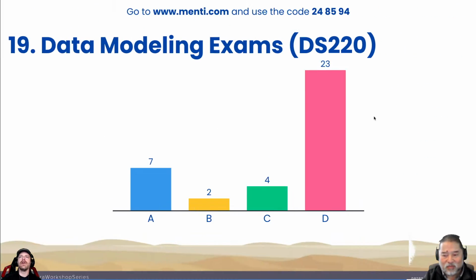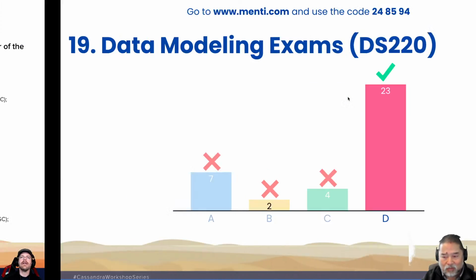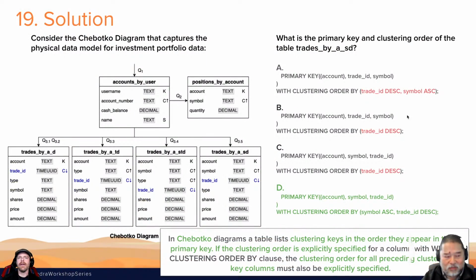All right, looks like our answers are in. The correct answer here being D. I see a little bit of a spread. Let's take a look at why.